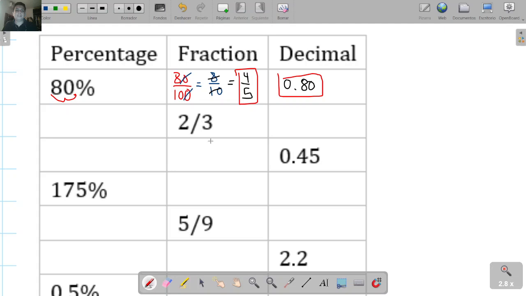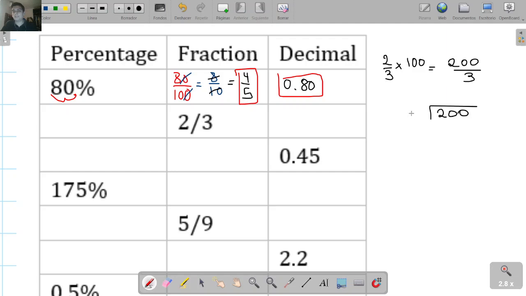If we want to write this fraction as a percentage, please remember that we need to multiply the fraction by 100. 2 over 3 times 100 is going to be a little headache, but it's not going to take that long. We have to multiply 2 times 100 because we cannot simplify 100 and 3. So we have 200 divided by 3. We can do the long division very quick.